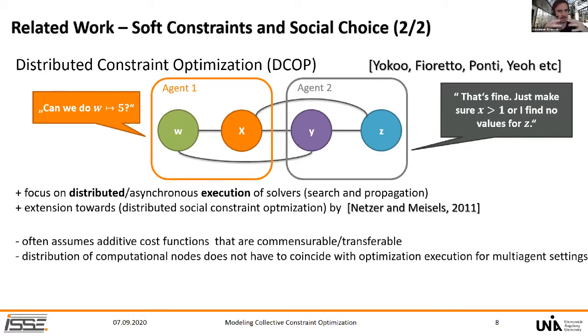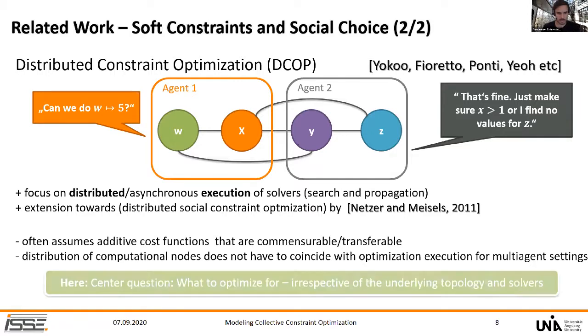And often the modeling assumption in DCOPs is that we have some additive cost function. So we can express the overall goal as a commensurable or transferable utility. And it really makes the distribution of computational nodes tied together to the solving algorithm, which we argue is not necessarily the case. And again, we want to concentrate on the central question: what should we even optimize for? What's a fair or desirable or nice aggregation strategy? And this is irrespective of the underlying computational topology.